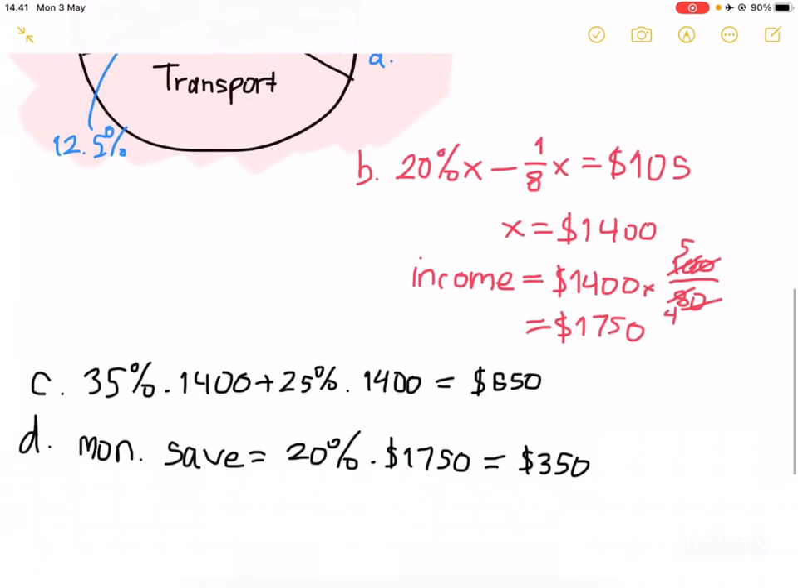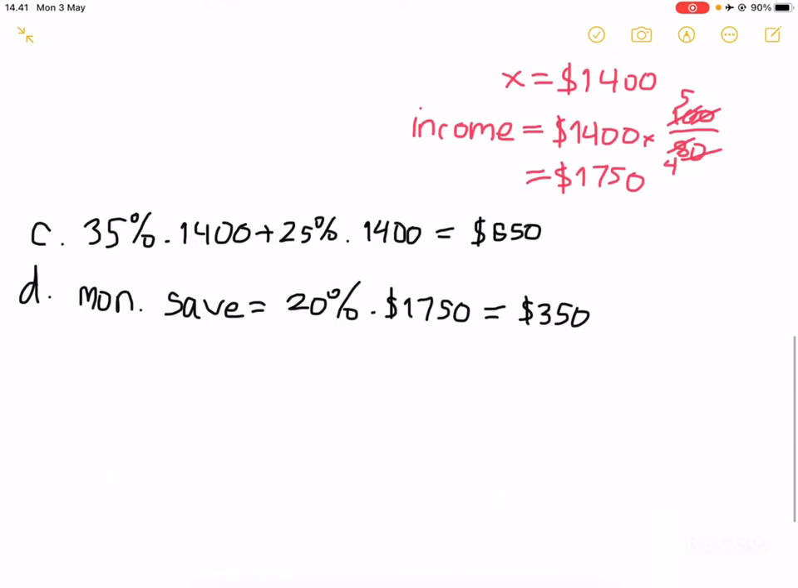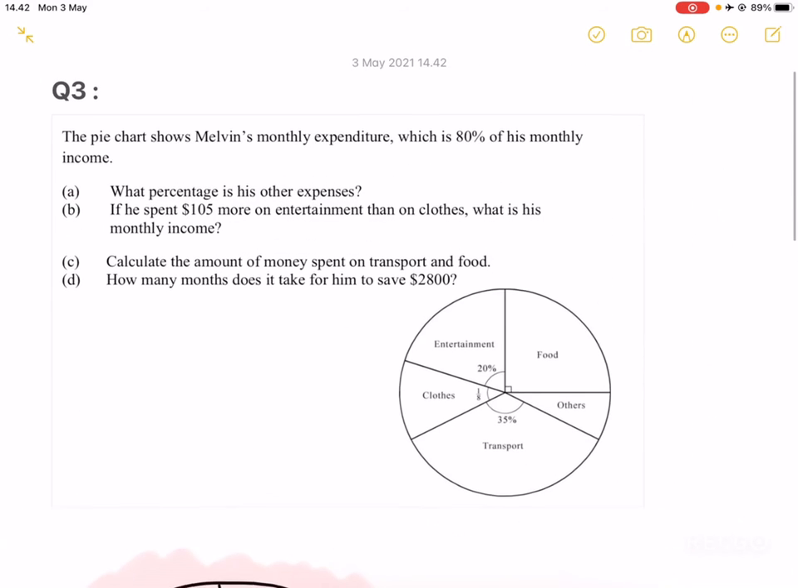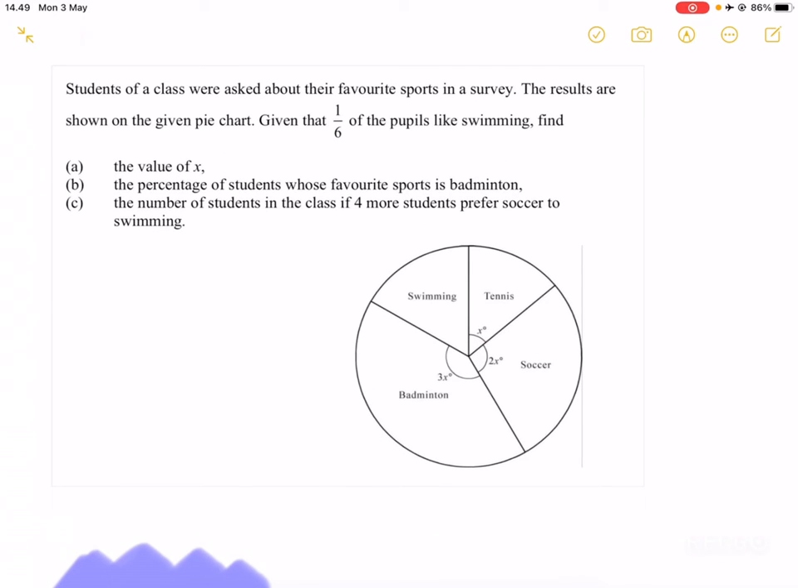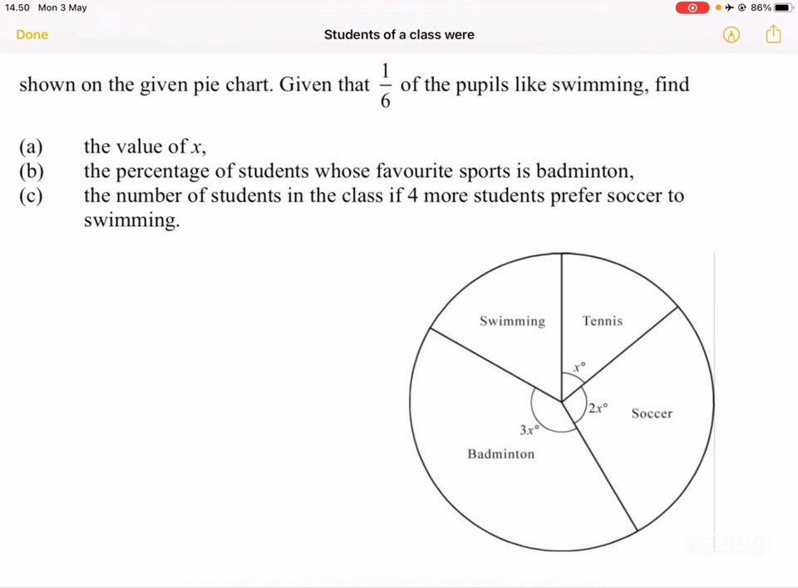And notice this is a monthly saving, and how many months does it take for him to save $2,800? Well, we can just compute that as $2,800 divided by $350, which will be 8 total months. And that has been question 3. Let's jump into question 4. Alright, for question 4, students of a class were asked about their favorite sports in a survey. The results are shown on the given pie chart, and we are also given that 1/6 of the pupils like swimming. And let me just zoom in right here.